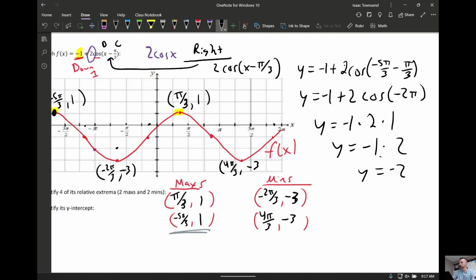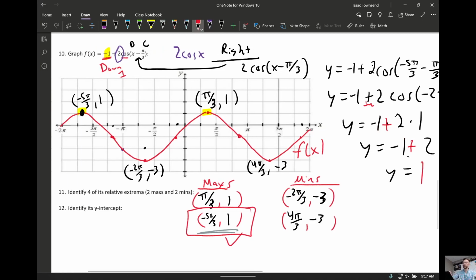Let me check this again. Oh, well, one thing is this is supposed to be a plus, and I wrote times here for some reason. -1 plus 2 would be 1. Okay, and then that's what I wanted. So I just had a small little arithmetic mistake. But I have just confirmed that -5 pi over 3, 1 is supposed to be on the graph. Again, it doesn't mean the rest of the graph is correct, but if that point's in the right spot, then I feel much safer.